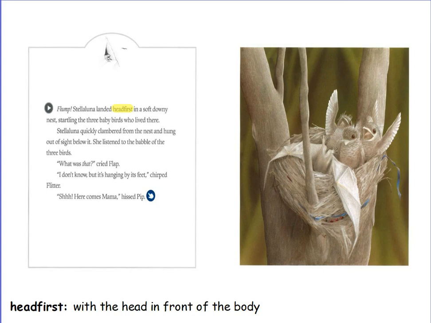Boys and girls, I noticed there's another vocabulary word for us. It's highlighted on the page. Do you see the other highlighted word on our page? That word is head first. Head first means with the head in front of the body. So as Stellaluna landed in the nest, she fell in on her head as the illustration shows.